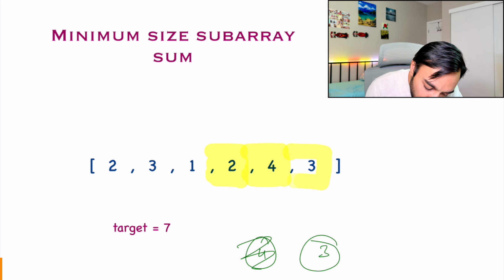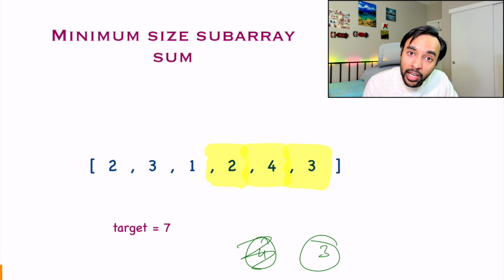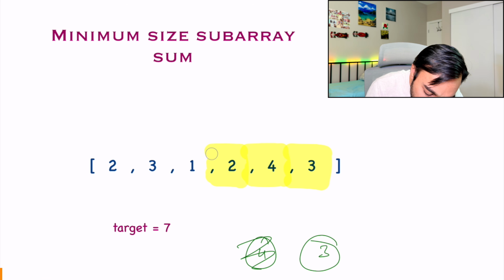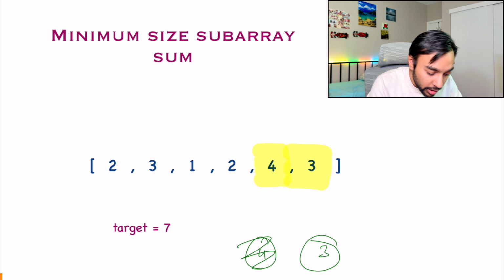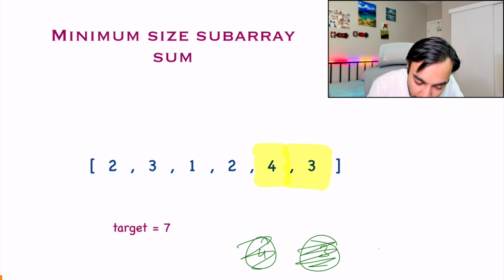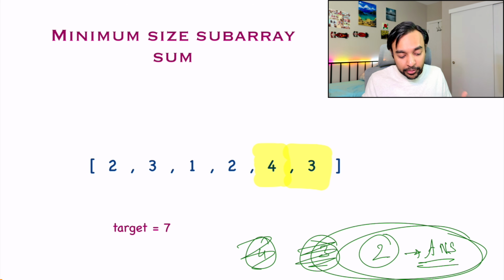I try to add one more element. The sum now becomes 9. So I found one more answer. But I can also try to reduce it. So when I reduce it, my sum is still 7. So I found an even smaller solution. So I will update this value to 2. I have scanned my entire array. That means 2 is my answer. So a sliding window is also helpful when you have to find the minimum of something.